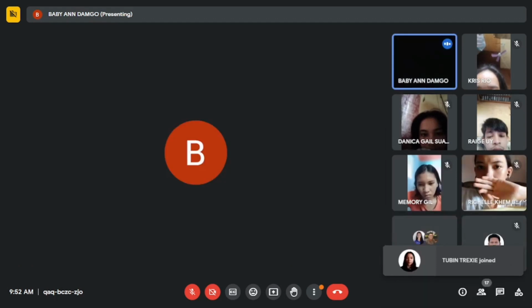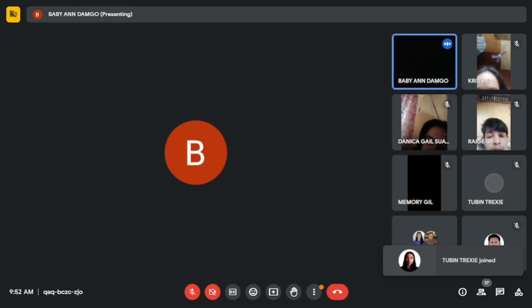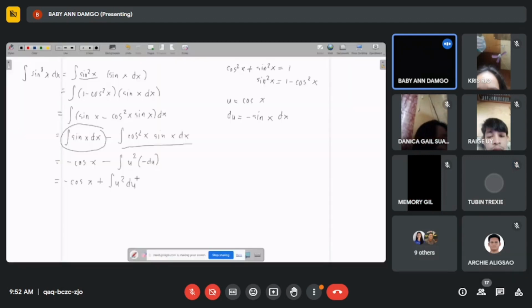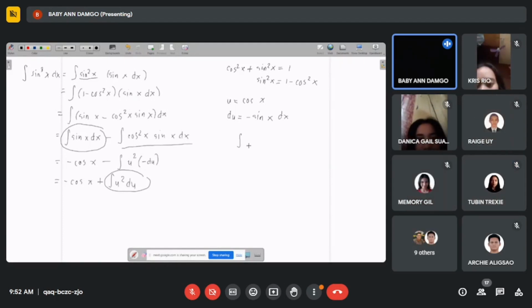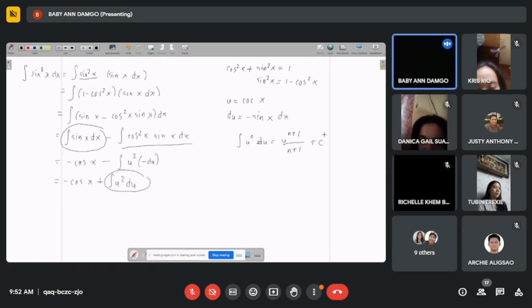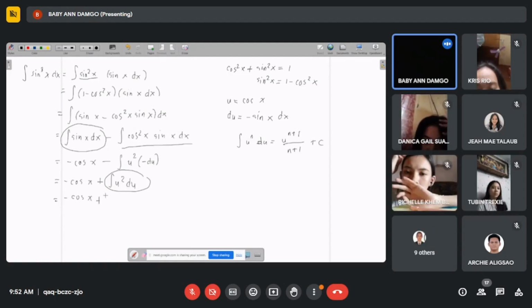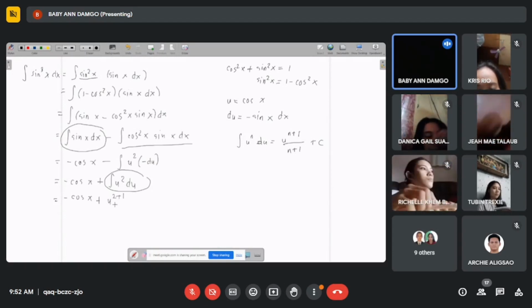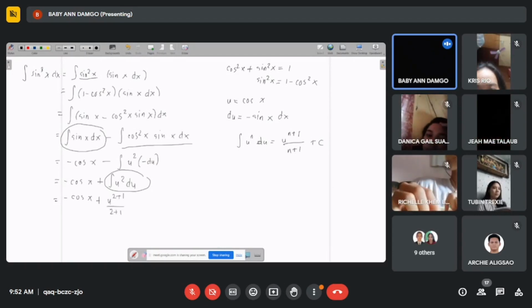So simplify, we have negative cosine x. So negative times negative, so we have positive. So we have u squared du. Then here, we can apply the power rule for integration. We have the integral of u to the n du is equal to u to the n plus 1 over n plus 1 plus c. Okay, so we have here negative cosine x plus, so our u is to the power of 2, so we have u to the 2 plus 1 over 2 plus 1 plus c.